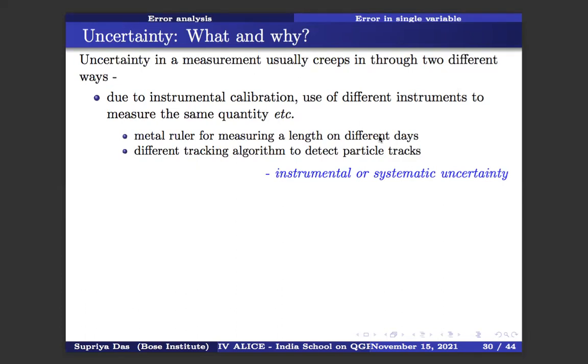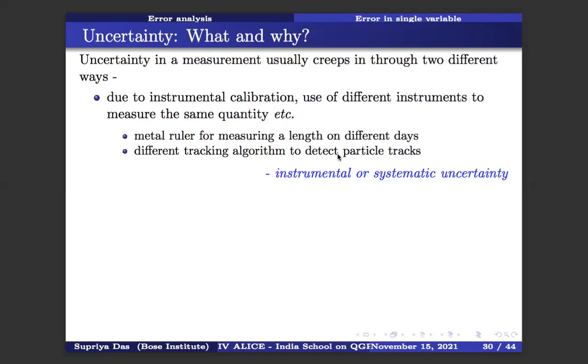You can have systematic uncertainty due to many things based on what I said: different instrumental calibration, or a different instrument to measure the same quantity. A different tracking algorithm is a different instrument to us.